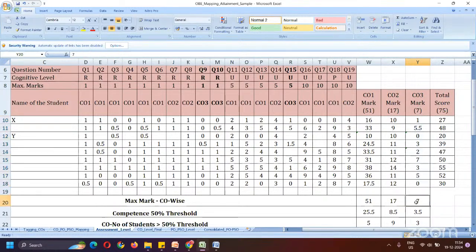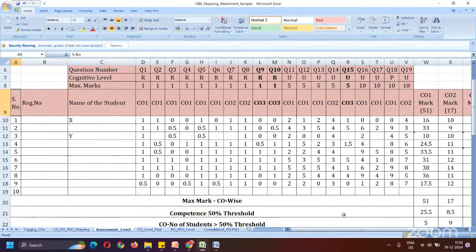Out of a total of 7 marks, the benchmark I have set for this assessment is that at least 50% the student will score. Out of 7 marks, 50% is 3.5. So I have calculated how many students have scored above 3.5. 1, 2, and you will have only 3 students who have scored more than 3.5. This is how the assessment level COs will be calculated.